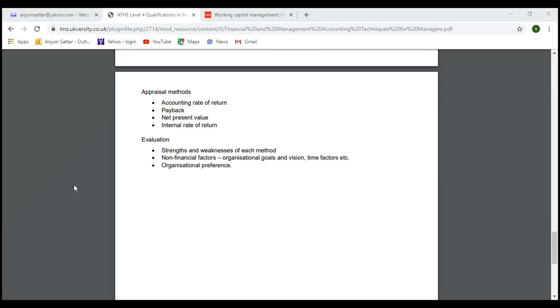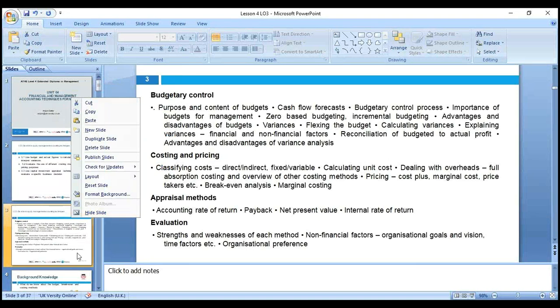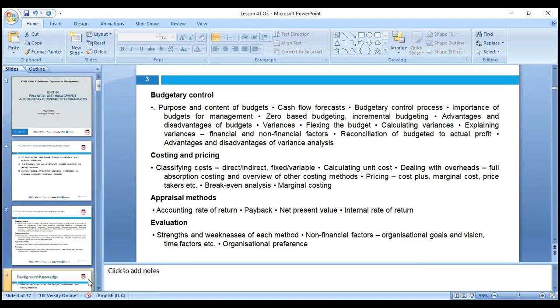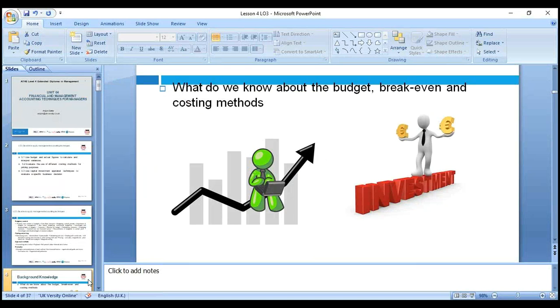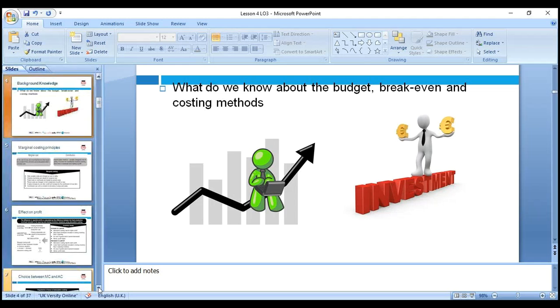Okay, we'll start now. First we'll go through the descriptive items. What is a budget? A budget is a financial plan, guys. A budget is a financial plan: where we are, where we want to be, and what we want to achieve. A budget helps us to forecast. A budget helps us to achieve financial control.